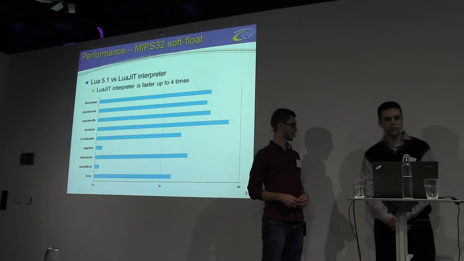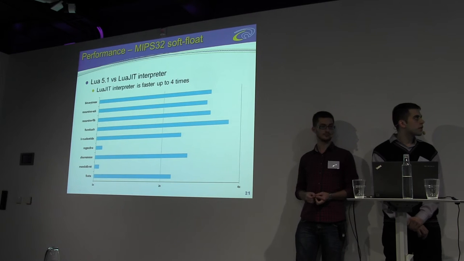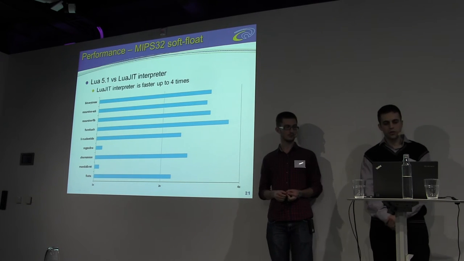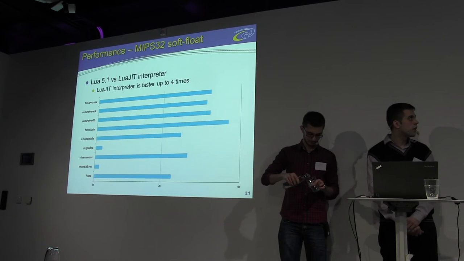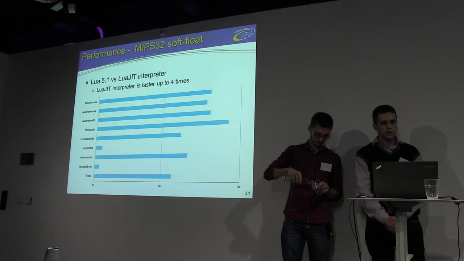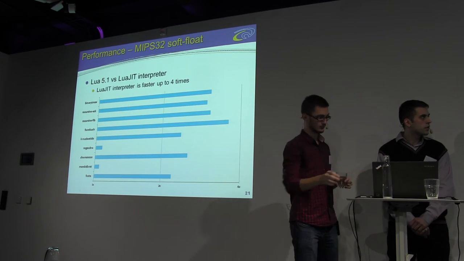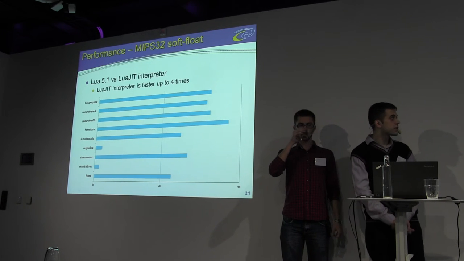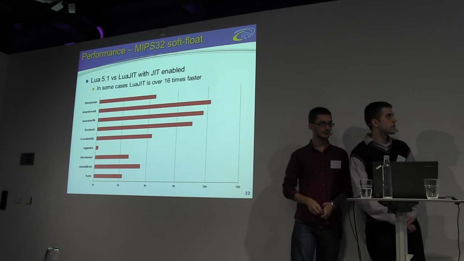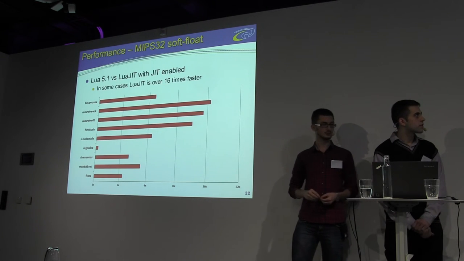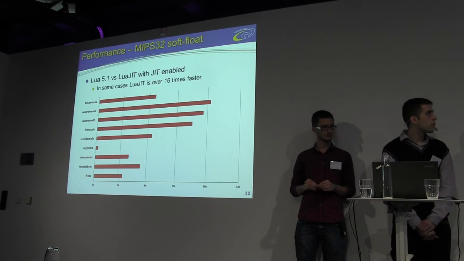So we also did performance tests for MIPS32 soft float support. We compared Lua 5.1 and LuaJIT, both built in soft float mode. Here we can see a comparison of the LuaJIT interpreter and the Lua interpreter. We can see how many times faster the LuaJIT interpreter is for each test. And on the other slide we can see a comparison of LuaJIT with JIT compilation enabled and the Lua 5.1 interpreter.